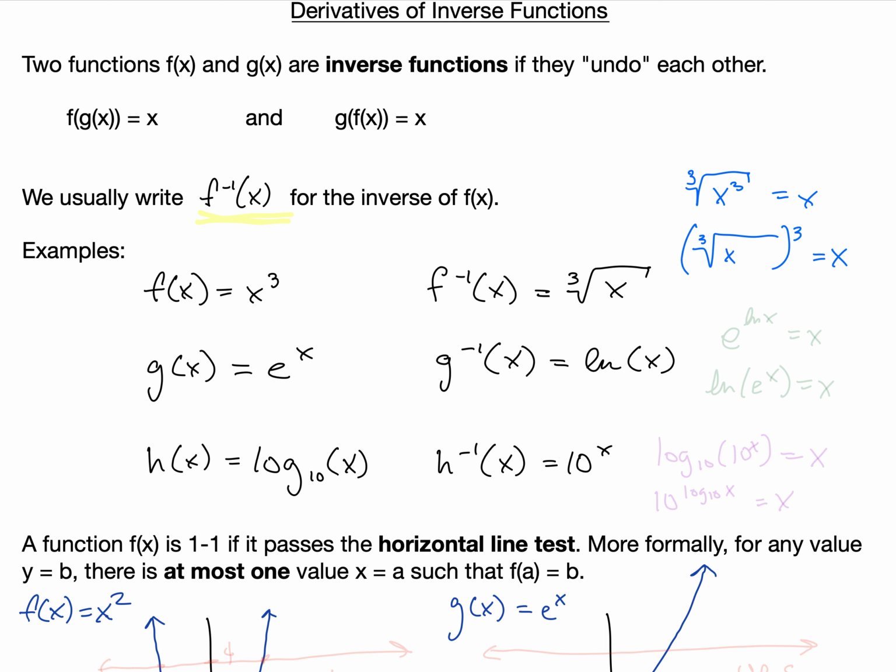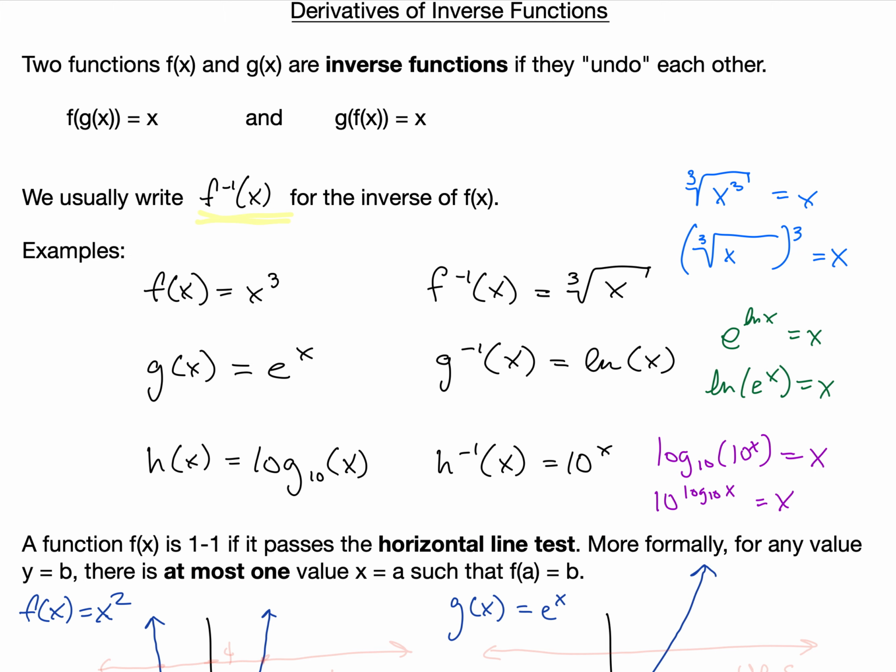Similarly, g of x equals e to the x and g inverse of x equals natural log of x are inverses of one another. We know that e to the ln of x is equal to x, and the natural log of e to the x is equal to x. And as just one more example, log base 10 of x and 10 to the x are inverse functions of one another. So log base 10 of 10 to the x is saying, what exponent do we need to raise 10 to get 10 to the x? Well, x is that exponent. And 10 to the log base 10 of x is also x.